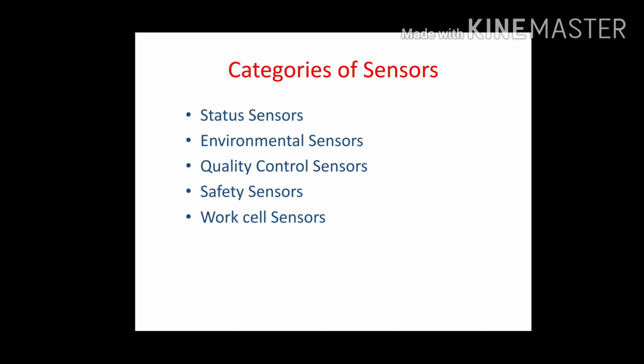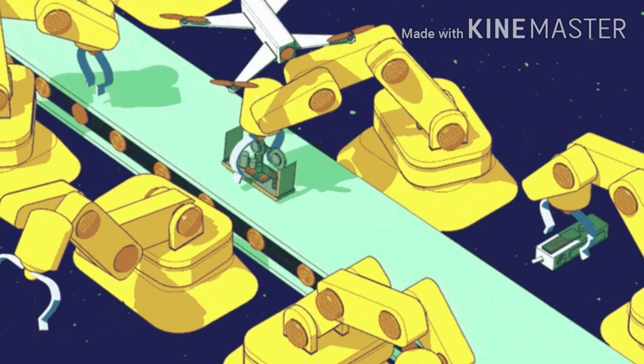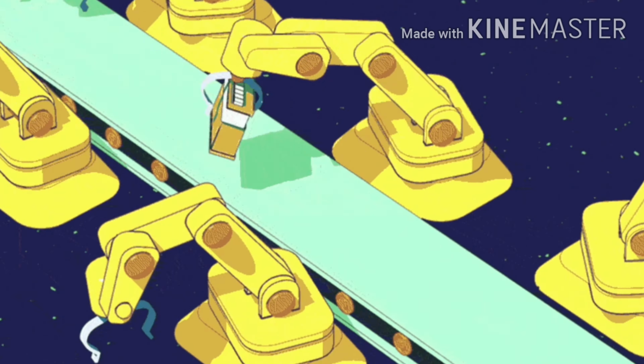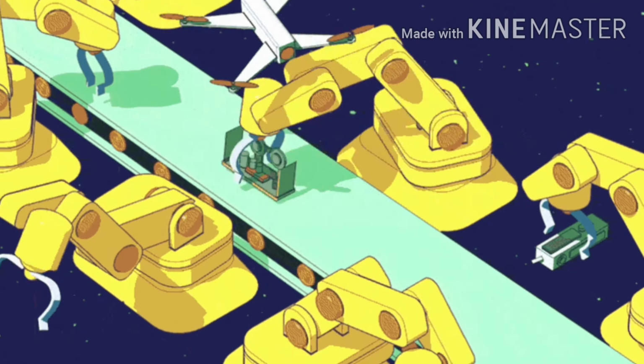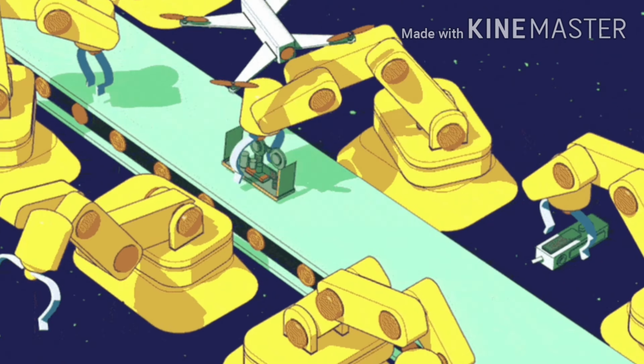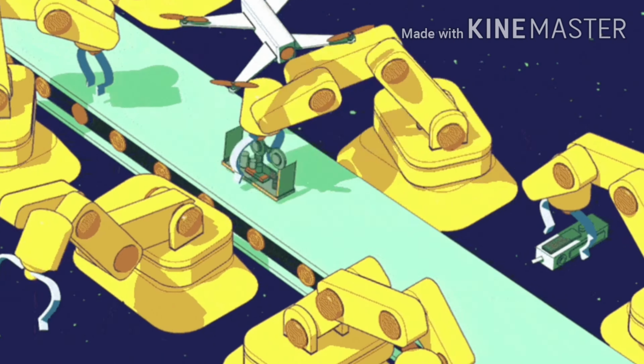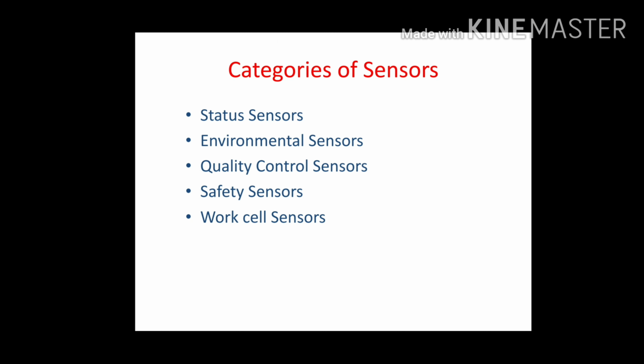The next one is work cell sensors. Work cell sensors are mainly used to monitor the sequencing of the work done. So it provides an interlocking between one process and the other process. If there is any delay in one process, immediately the next process should stop. So for monitoring such things, work cell sensors are used.